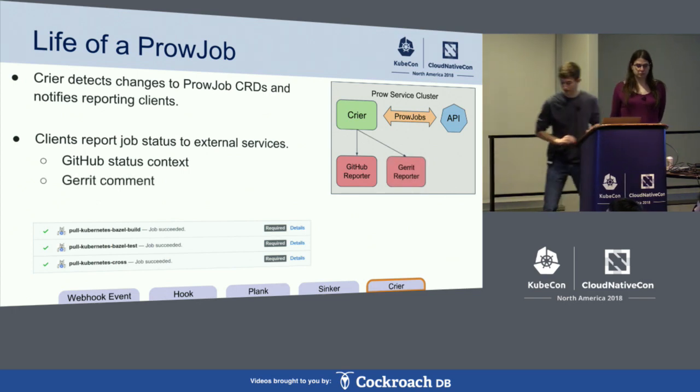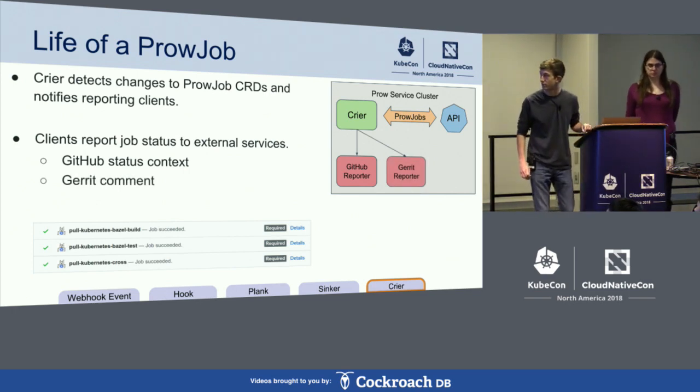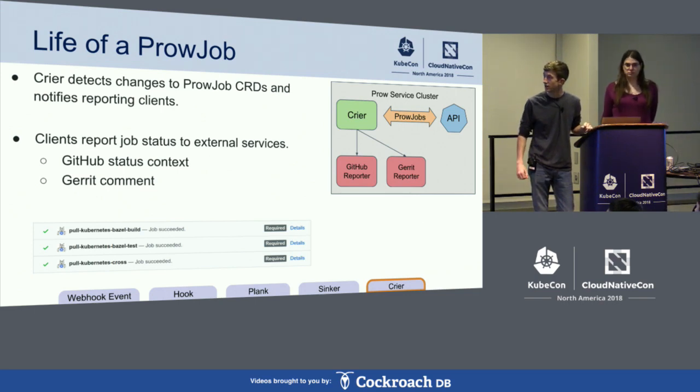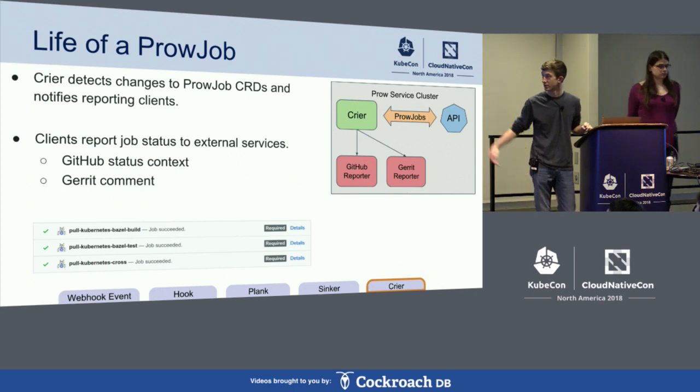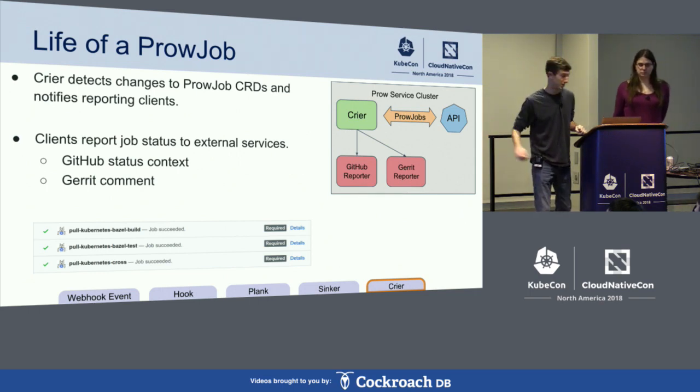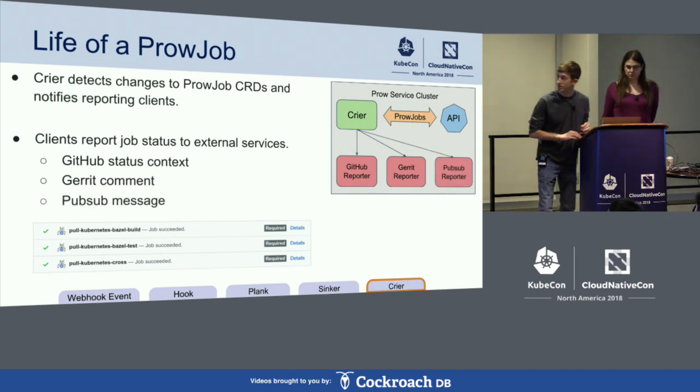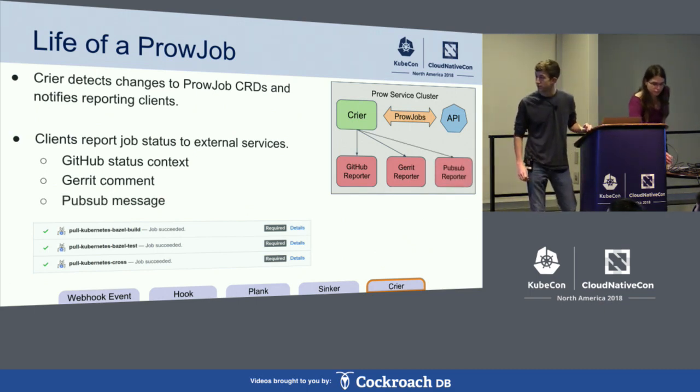But this is one of the branching points where we get more functionality. In particular, this is how we get reporting to different sources. So in addition to just reporting to a place like GitHub, we could instead report to Gerrit with a comment, or report to PubSub with a PubSub message. So we can have it potentially do all of these if we wanted to.